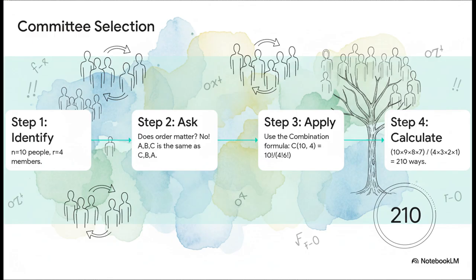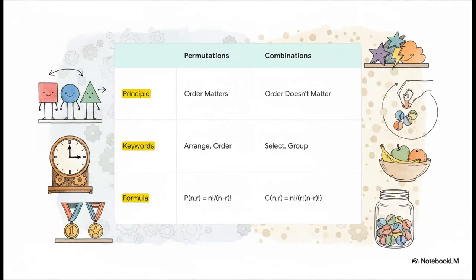That big no is our signal to use the combination formula. When we plug in the numbers and calculate it out, we find there are 210 unique committees. You know, that huge difference between 720 ways to award medals and only 210 ways to form a committee really says it all. This side-by-side comparison makes it super clear.